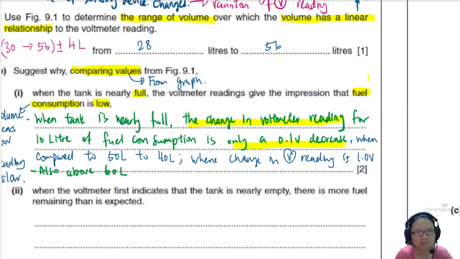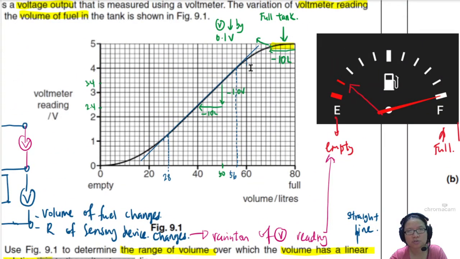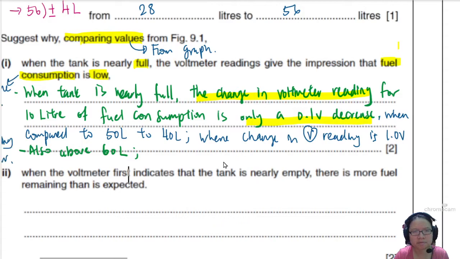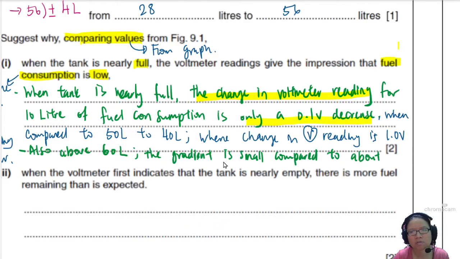above 60 liter, the gradient of the graph here, this gradient of the graph is less steep than at 40 liters. So also above 60 liter, the gradient is small compared to about 40 liter, or at 40 liter. All right, so each green point is 1 mark. 1 mark here, 1 mark here.